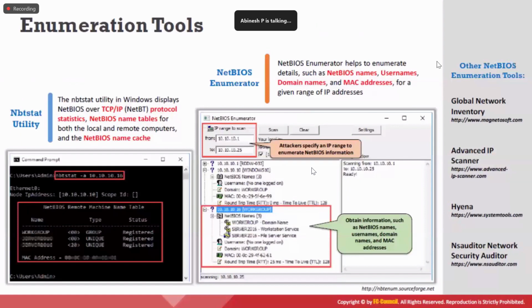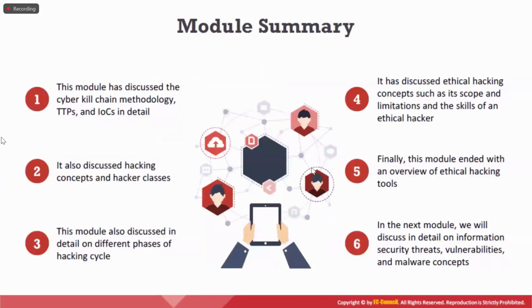Enumeration tools include the NBTstat utility and NetBIOS enumerator, and other tools like Global Network Inventory, Advanced IP Scanner, Hyena, and NS Auditor network security auditor. These are the other tools we can use for enumeration. Most of these tools are GUI tools, but those are paid tools, while the free tools will be in CLI format, like the command line.